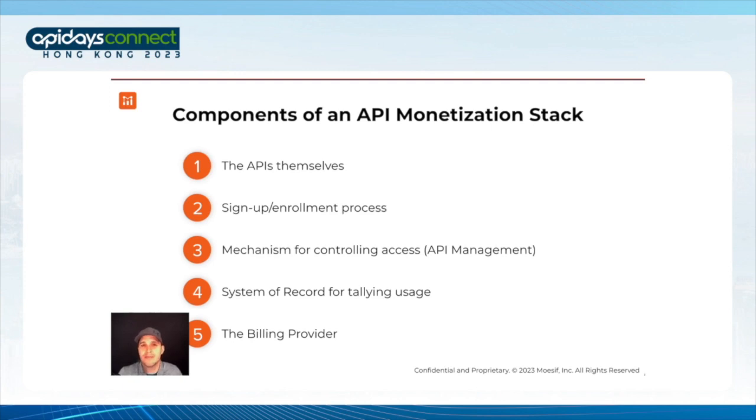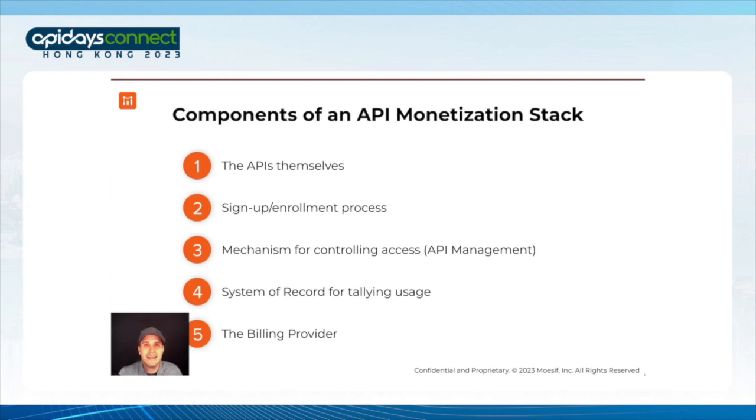Third is the mechanism for controlling access. Generally, this is going to be API management, but we want to make sure that we are able to provision API keys, and that we're able to revoke and grant access as needed. Fourth, we need a system of record for tallying usage. This tends to be one of the tougher components to actually get built into the stack. This is something that we do here at Moesif, actually.